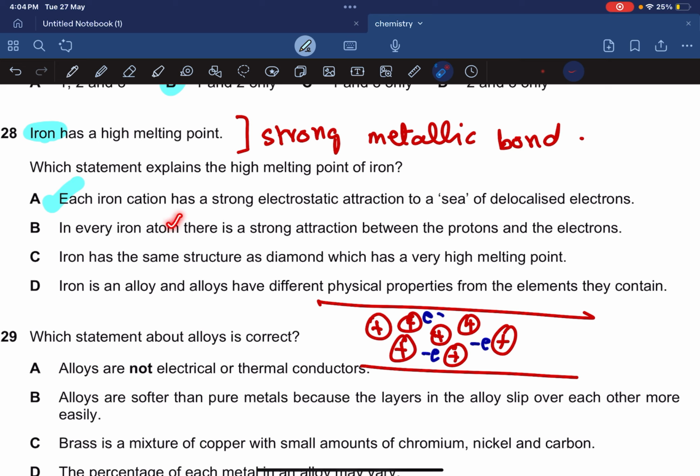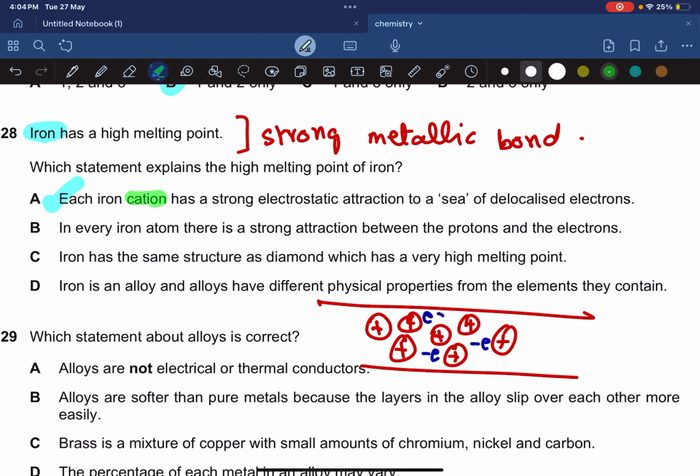That's incorrect. Iron has the same structure as diamond. Oh my god, how is this possible? Diamond is a completely different structure. Diamond has covalent bonds. Iron has metallic bonds. Iron is an alloy. How can an iron atom be an alloy? Stainless steel is an alloy. You make alloys out of iron, but iron itself is not an alloy.